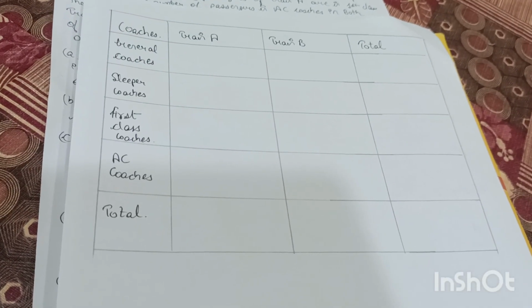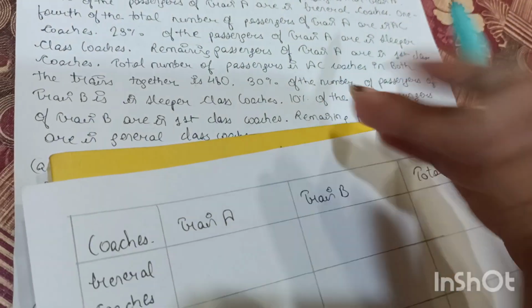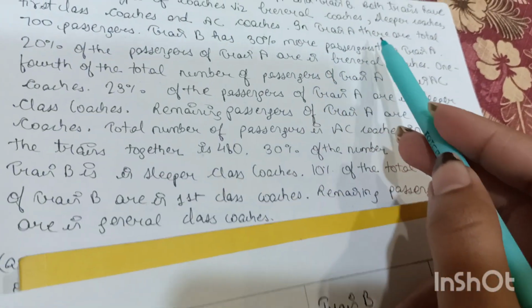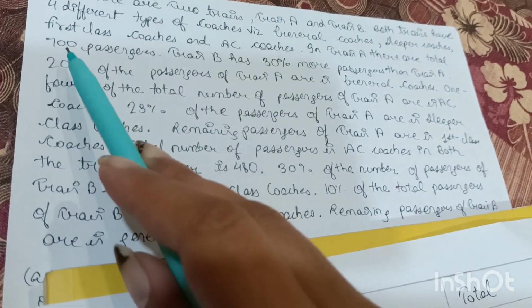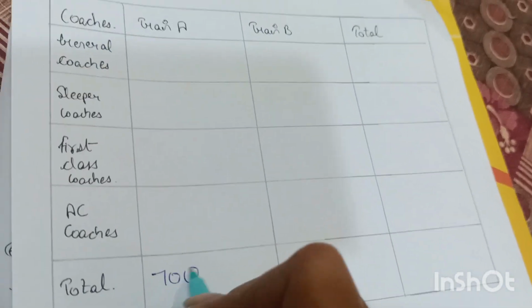So for the next question, you have to make the table like this. So now let's solve the question. You can see that in train A, there are a total of 700 passengers. So train A, total passengers are 700.